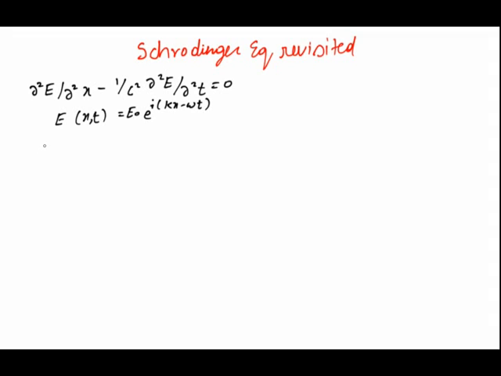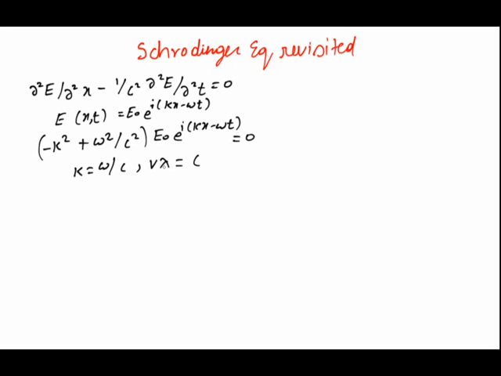If you do that, we obtain that the whole thing looks like (minus k square plus omega square over c square) E naught e to the power i(kx minus omega t). The equation is satisfied, and this is called the dispersion relation. From here we can say that k equals omega over c. It also means that nu lambda equals c. Well, so far so good.